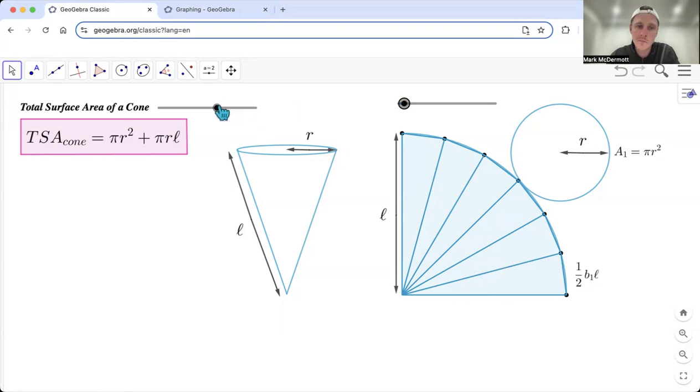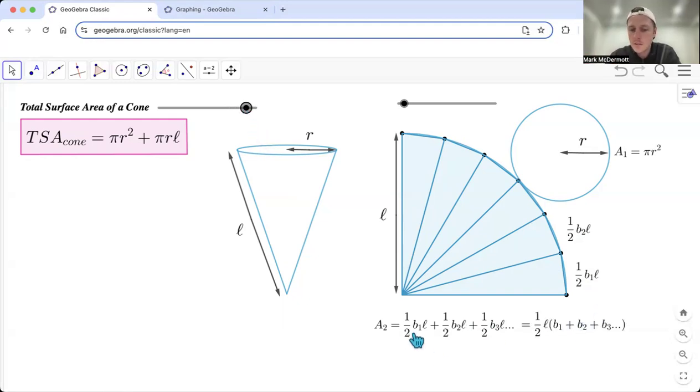Then we can just keep doing that around the circle. So we're breaking this sector of our circle into a half B1 times L, then a half B2 times L, half B3 times L. As we make that smaller and smaller, adding all these areas up would give us a very good idea of the area of this lateral surface of the cone. So the second area, A2, is going to be equal to half B1 times L plus a half B2 times L plus a half B3 times L, and so on to infinity.